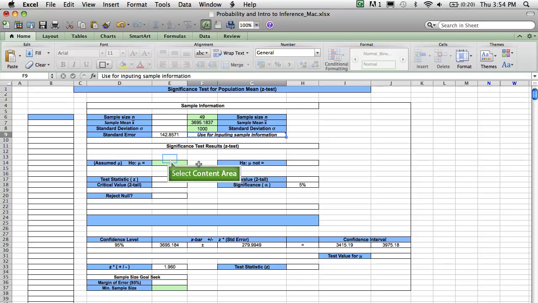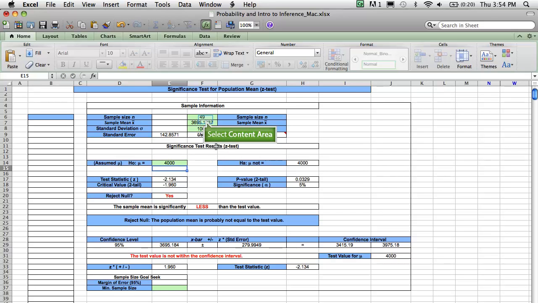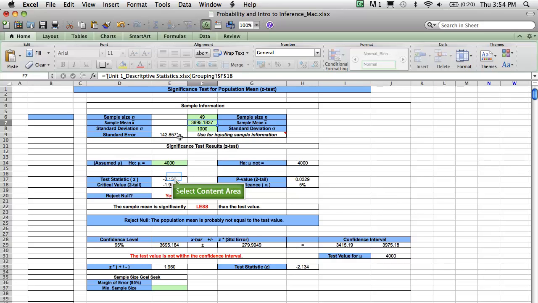Finally, we need to run our test. We're assuming as a null hypothesis that mu equals $4,000. And here are our results. The sample mean, amount charged by men, is actually 2.134 standard deviations of X bar below 4,000. This is clearly beyond 1.96, which is the standard at 5% alpha for statistical significance. So here we could see we are rejecting the null hypothesis that mu equals 4,000.